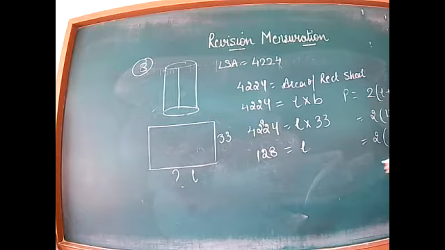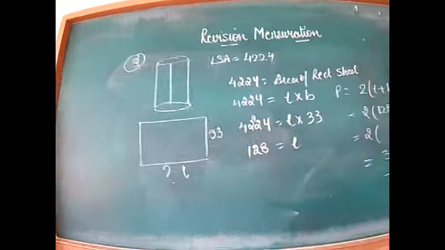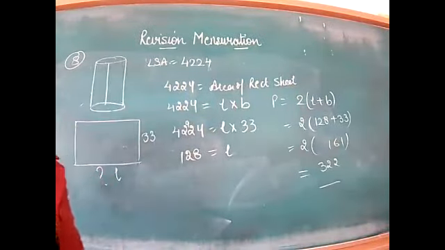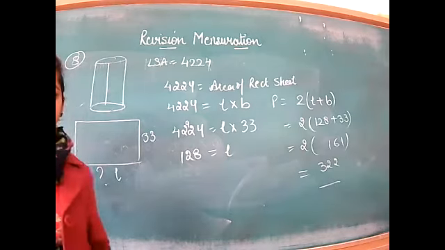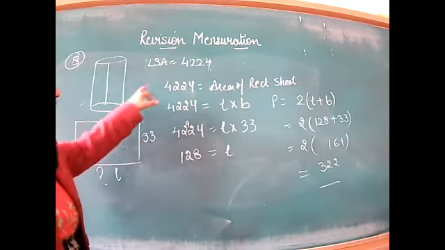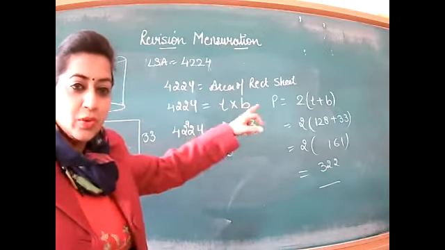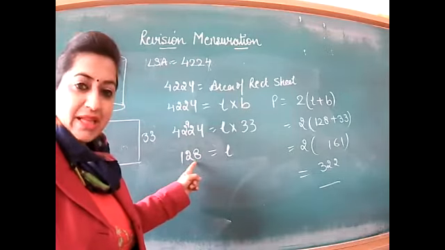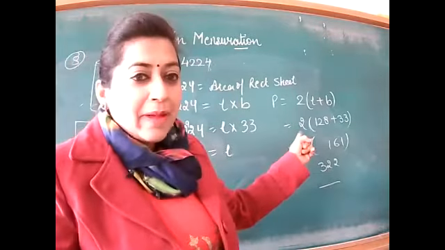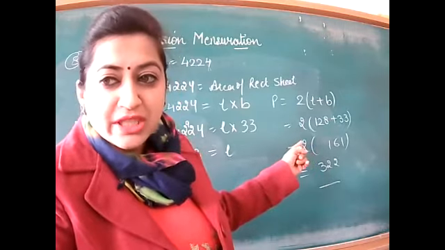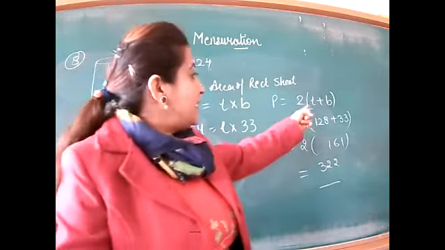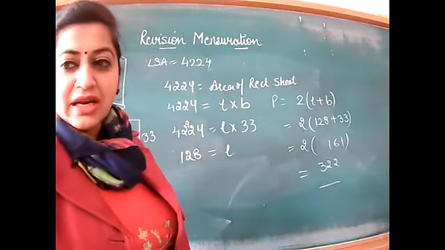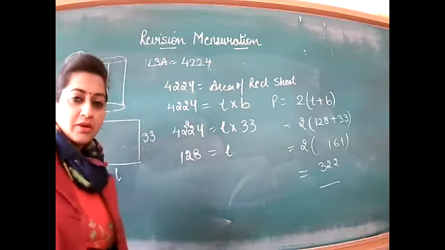It is 322. Okay, so this is 322 centimeter or meter, whatsoever is given. Clear? So from here we have used the lateral surface area that will be equal to the area of the rectangular sheet. So when you divide it by 33, you will be getting length as 128. Now we need to find the perimeter of the sheet, and perimeter of the sheet is twice of length plus breadth. Length I have written as 128, breadth is already given. Add them and get the answer, that is 322.